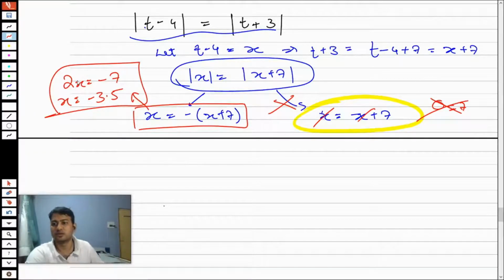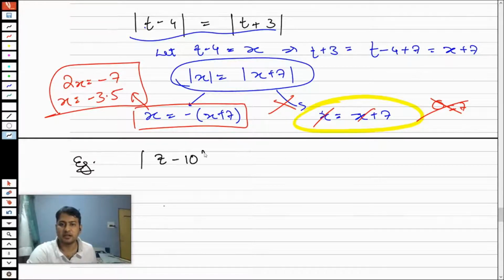The example that I want you guys to do is mod of z minus 10 equals mod of z plus 12. So what is the value of z?